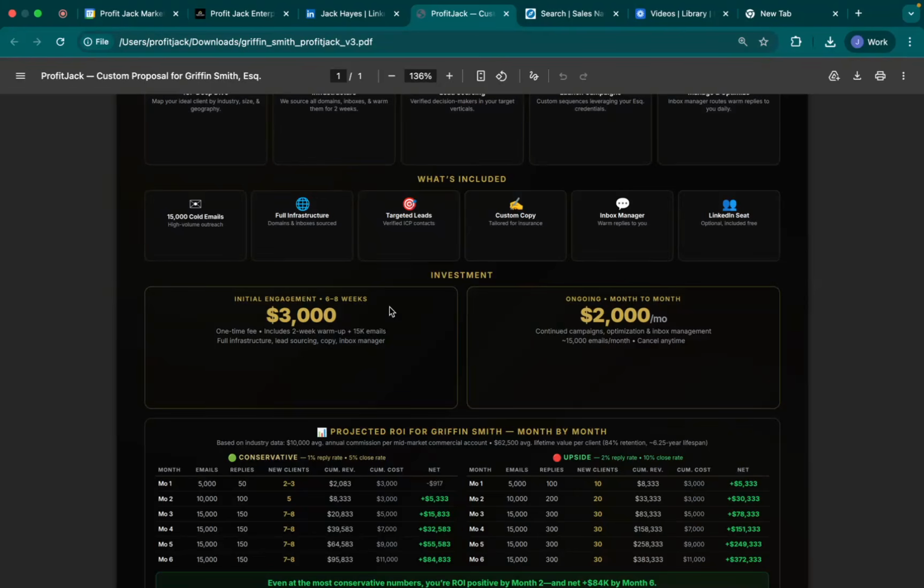From there, if you guys continue, we will only charge $2,000 per month. So that's for the whole system, LinkedIn, email, and we have an inbox manager on that. I put some conservative projections down here if you guys want to take a look at that.